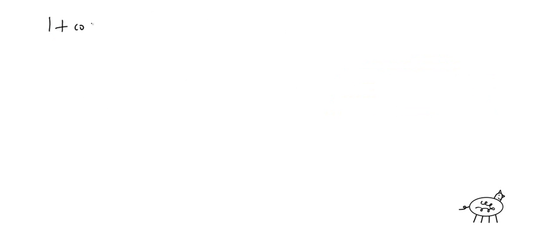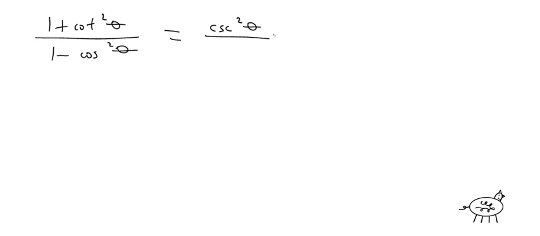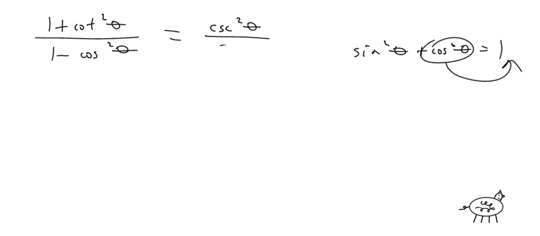All right, let's do a couple more here. 1 plus cotangent squared of theta over 1 minus cosine squared of theta. Well, both of these are identities. What's 1 plus cotangent squared of theta? Isn't that cosecant squared of theta? And 1 minus cosine squared, that's a little harder, so let's write it out here. One minus just means I subtract this over, and that's equal to sine squared of theta.